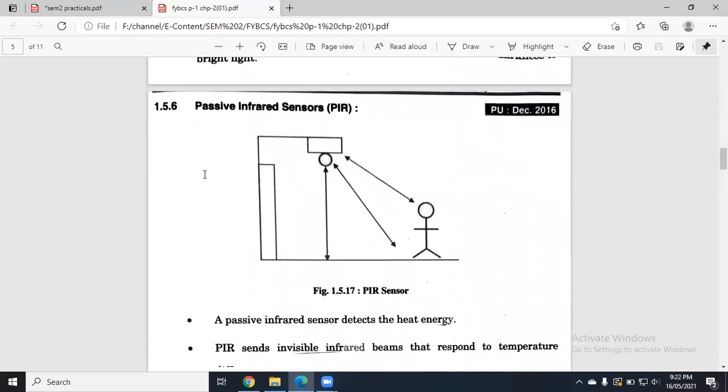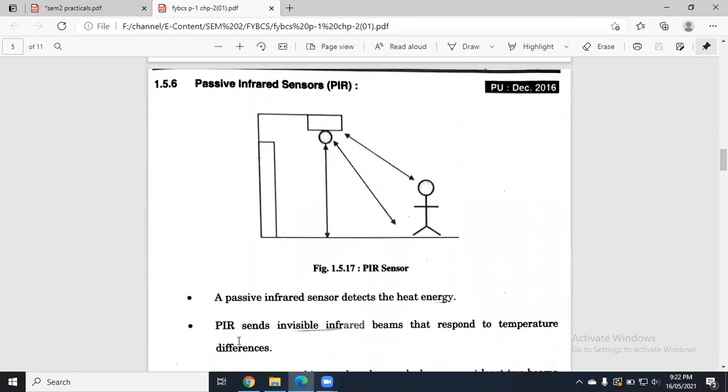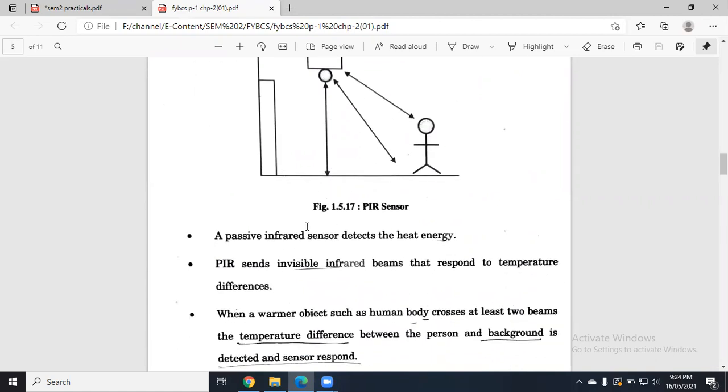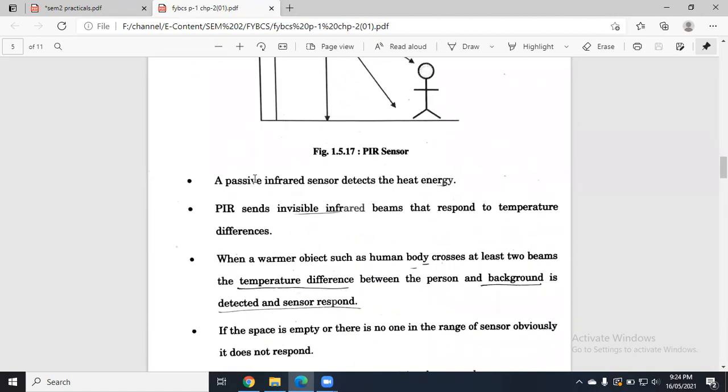Okay, so the next sensor is your passive infrared sensor. It is often called a PIR sensor. So in case of PIR sensor, what is it? Passive infrared. I'll explain the construction and working of this PIR sensor. Now, first of all, before studying this diagram, try to understand the concepts behind this. A passive infrared sensor detects the heat energy. Okay, what is this sensor going to do? It is going to detect the heat energy.